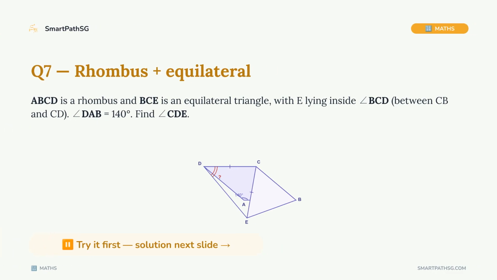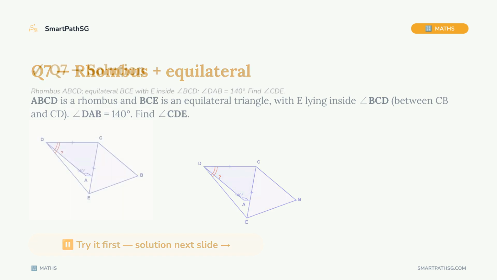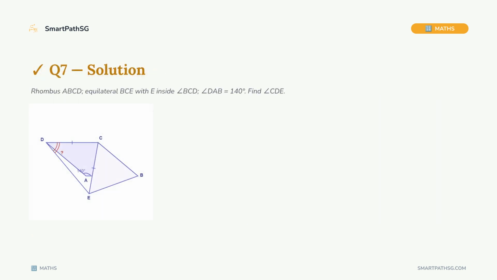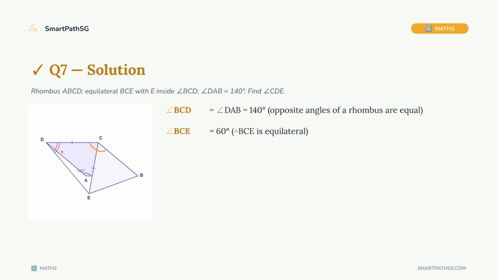Question 7. ABCD is a rhombus, and BCE is an equilateral triangle, with E lying inside angle BCD between CB and CD. Angle DAB equals 140 degrees. Find angle CDE. Since opposite angles of a rhombus are equal, angle BCD equals angle DAB, which is 140 degrees. The equilateral triangle gives angle BCE equals 60. So angle DCE is 140 minus 60, which is 80 degrees.